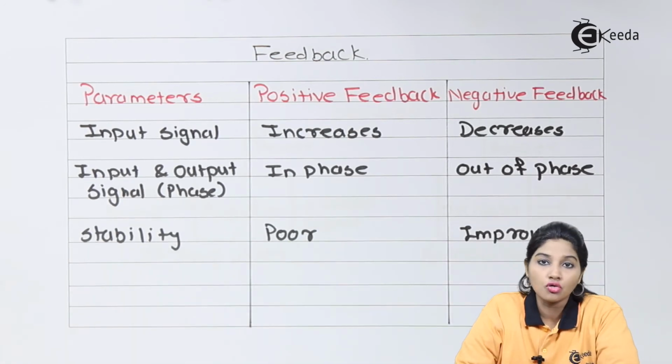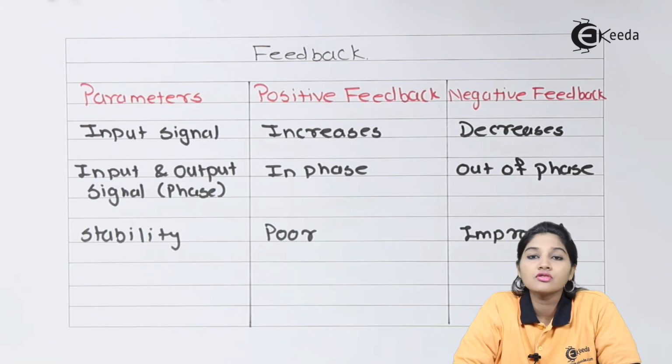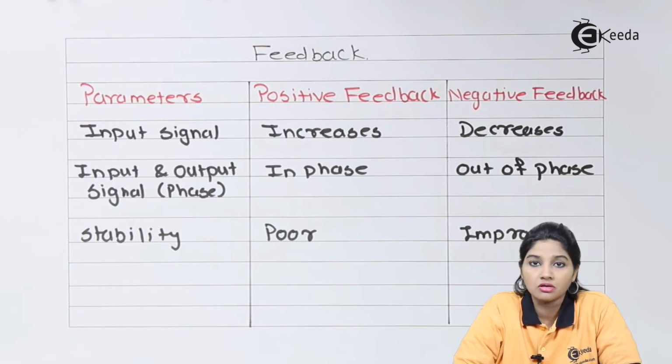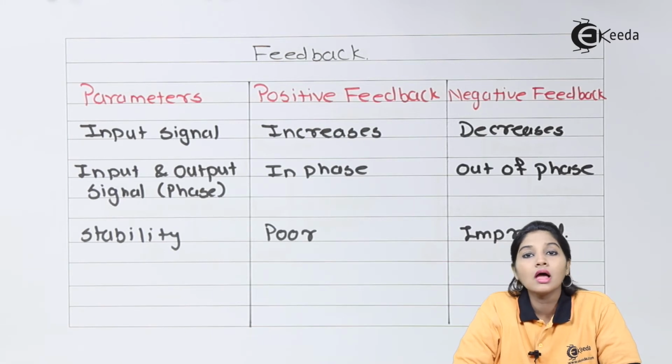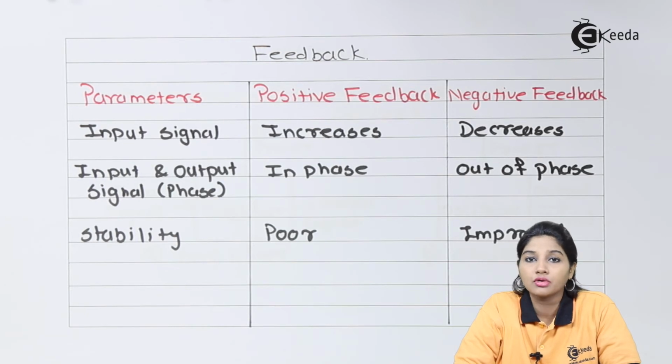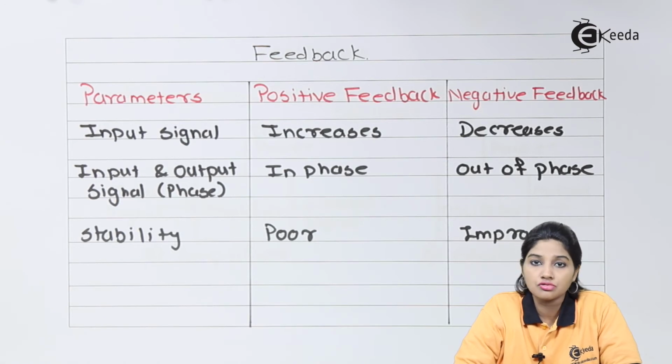The next parameter is noise. Because of the feedback, even if there is noise present in the output, the signal is again given back to the input signal. So depending upon the feedback, if the feedback is positive, the signal increases. That means if the noise is present at the output, the noise is also increased at the input. But in case of negative feedback, as the signal is given back to the input and therefore decreasing it, noise is also reduced. So noise is high in case of positive feedback, whereas it decreases in case of negative feedback.